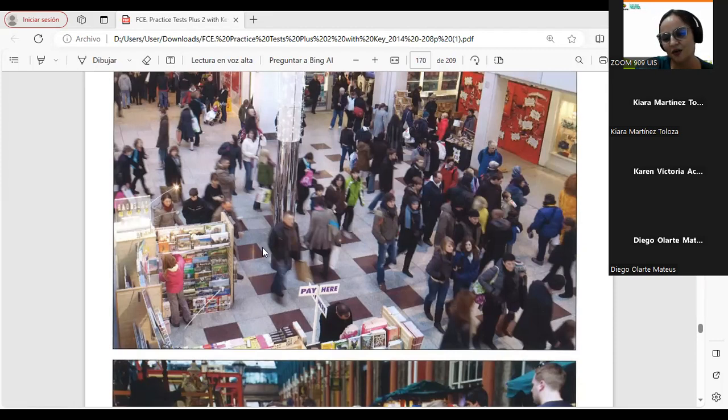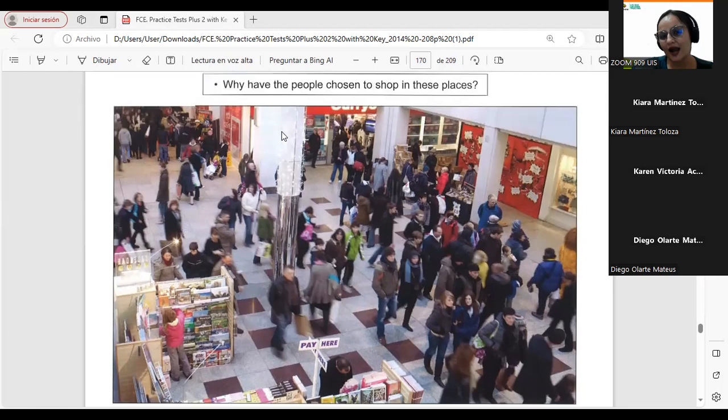Any other person who wants to say anything about the picture without seeing the question we're going to answer? Yes or no? Okay. Now look at the question. Why have the people chosen to shop in these places? That's a very interesting one. What's the reason why we see lots of people here in this place?